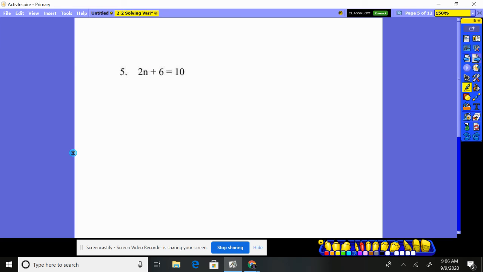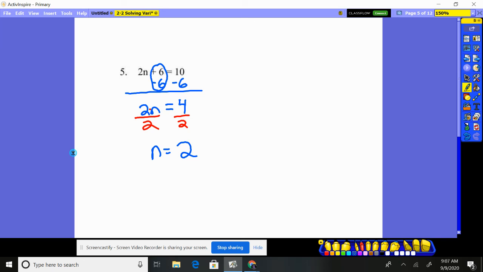Number 5, 2n plus the number 6 equals the number 10. So let's get the numbers together. So we're going to subtract 6 from both sides of the equal sign. That'll go away. Here's my equal sign. I'm left with 2n on the left of the equal, equals 4 on the right side of the equal sign. Now I'm going to get rid of that multiplying by 2 by dividing both sides by 2. I get n equals 4 divided by 2 is 2.